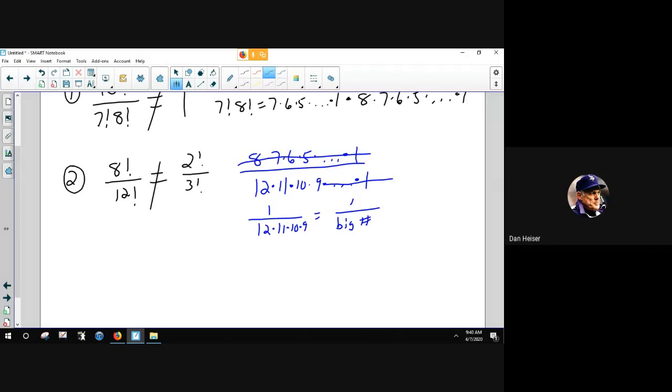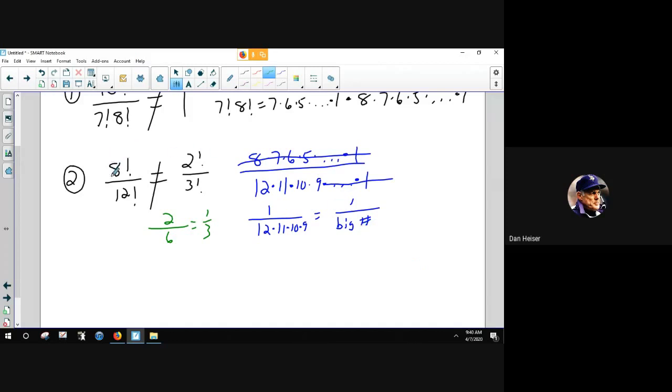If I look at 2 factorial over 3 factorial, well, 2 factorial is just 2. This is 3 times 2 times 1, gives me 6. I'm saying that 1/3 and 1 over a big number are exactly the same. No.